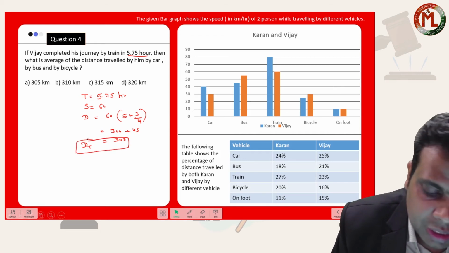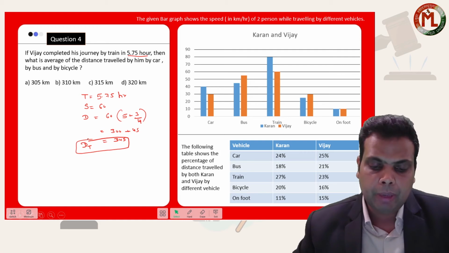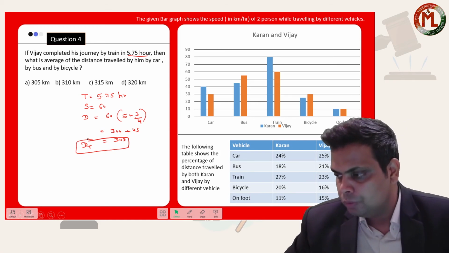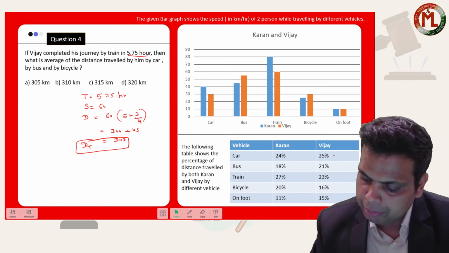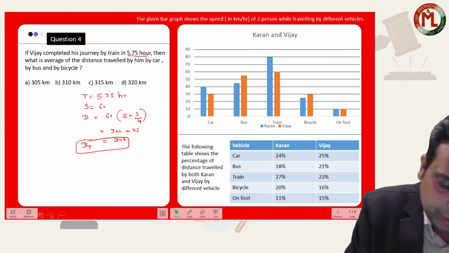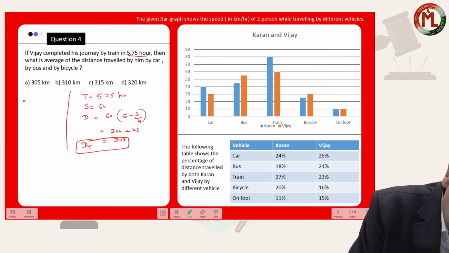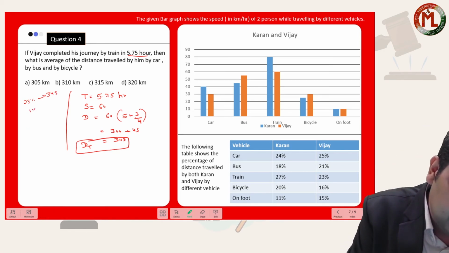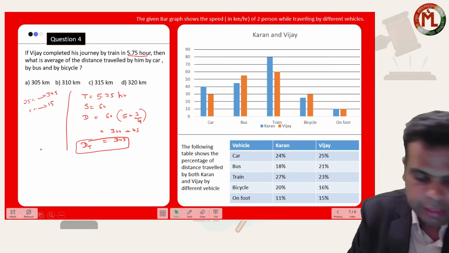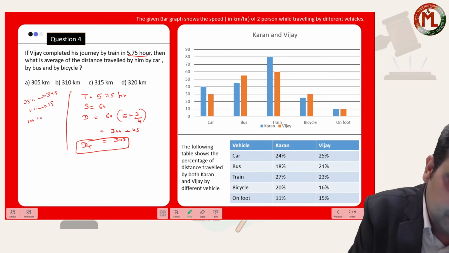Now further it says, what is the average distance traveled by him by car, bus and bicycle. Again now it's very easy. We are talking about Vijay. Vijay by train is 23%. Now this 23% is 345. 1% will be, you will divide it by 23, that is 15, right? Then 100%, the total distance by Vijay is 1500, right?